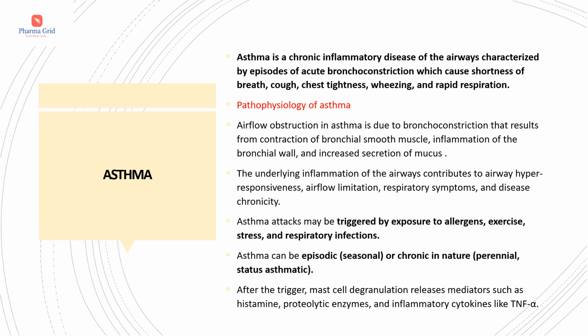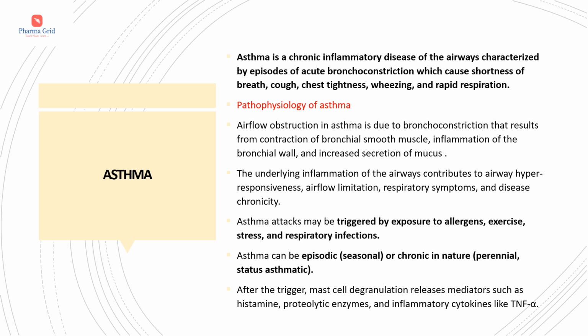Coming to the pathophysiology of asthma, airflow obstruction in asthma is due to bronchoconstriction that results from contraction of the bronchial smooth muscle, inflammation of the bronchial wall, and increased secretion of the mucus. So we have already mentioned that asthma is a chronic inflammatory disease and there will be bronchoconstriction. As a result of this bronchoconstriction, there will be airflow obstruction in asthma. This bronchoconstriction is mainly due to the contraction of the bronchial smooth muscles and inflammation of the bronchial wall and due to increased mucus secretion. The underlying inflammation of the airways contributes to airway hyperresponsiveness, airflow limitation, respiratory symptoms, and disease chronicity.